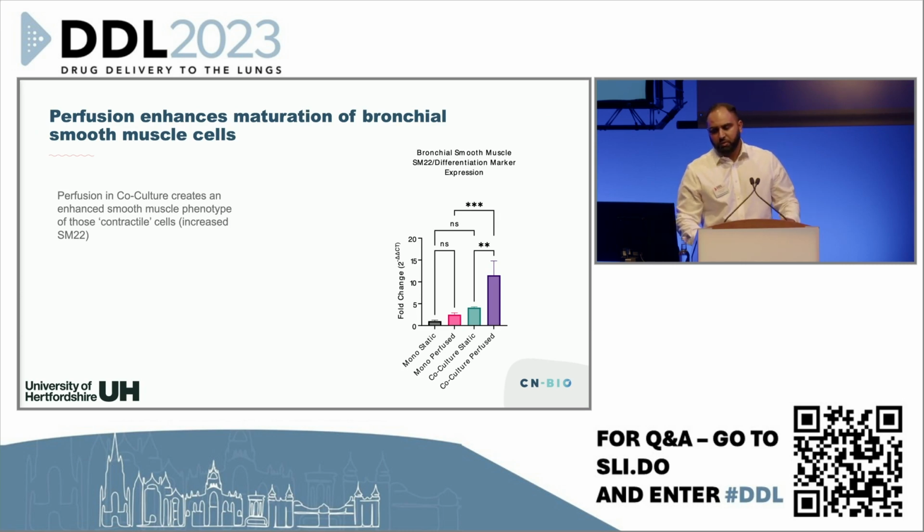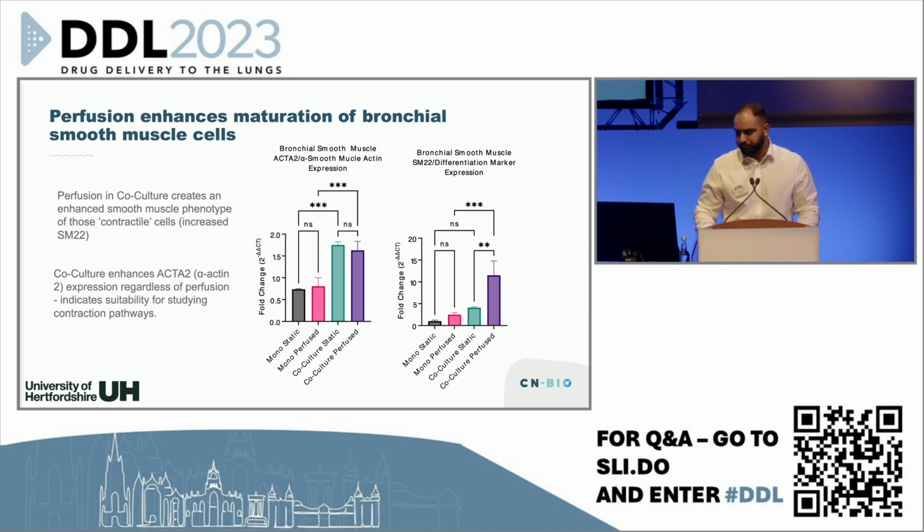The perfusion also increased the differentiation of the smooth muscle cells, and we can see here using a differentiation marker of smooth muscle, the perfusion and the co-culture combined is creating a more differentiated, more mature cell layer. And here we see that contractility protein again, alpha smooth muscle actin, and how the co-culture is increasing the potential for contractility in these cells by increasing its expression of alpha smooth muscle actin.